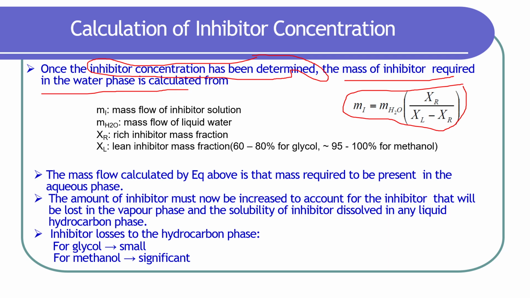So what I'm saying here is that the Mi that we calculated is how much methanol, for example, or glycol I need to add to the system in order to reduce the hydrate formation temperature.